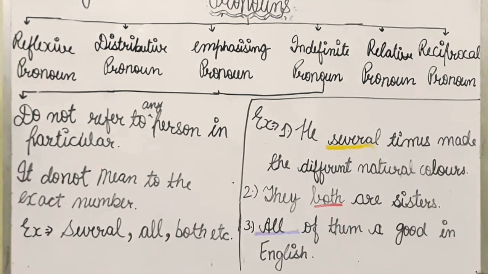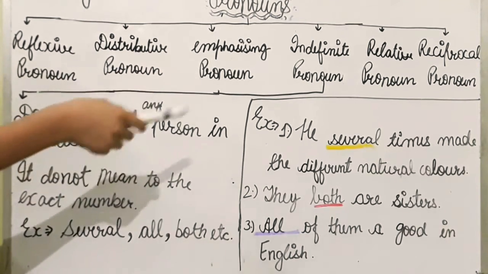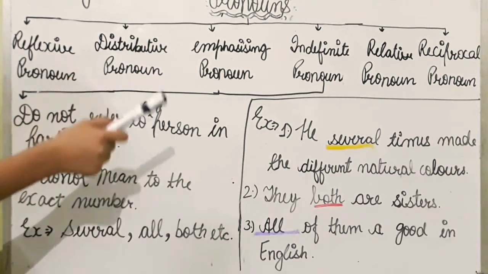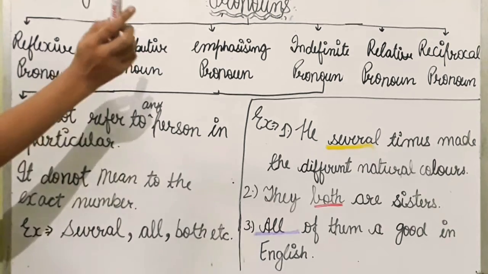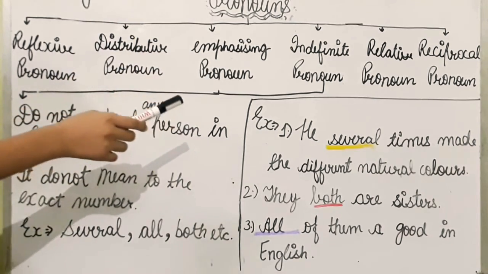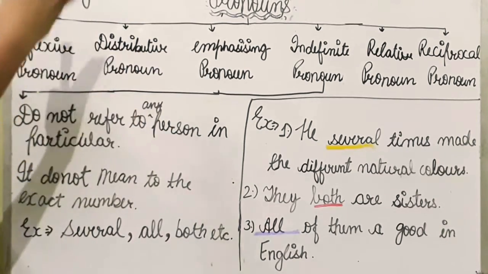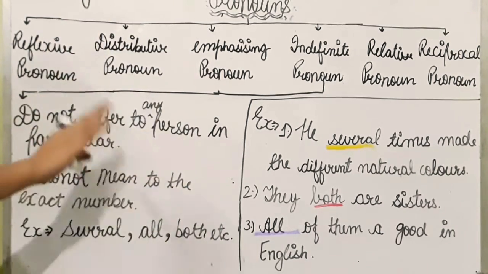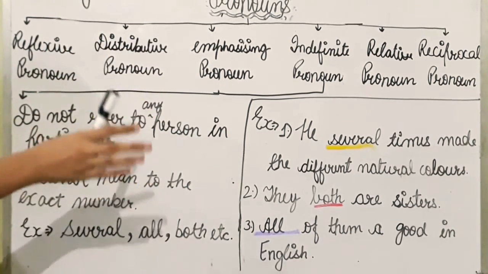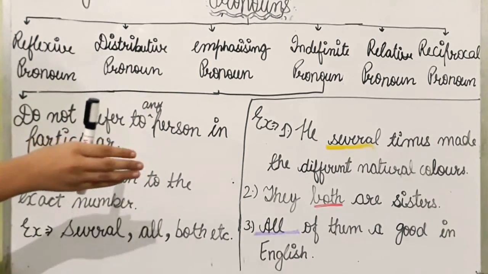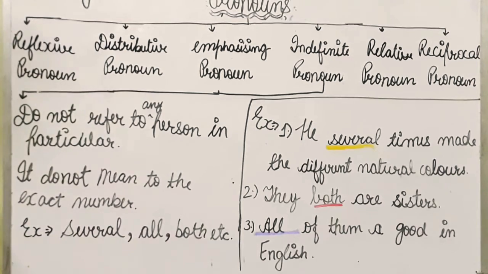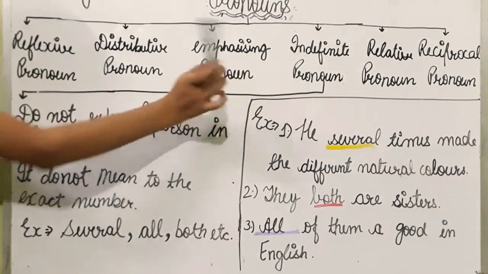Now examples of indefinite pronouns are like, he several times made the different natural colors. So here several is the indefinite pronoun because here the actual number, that how many times he had made the natural colors, is not given. So where the proper information about the number is not given to you, those are indefinite pronouns.